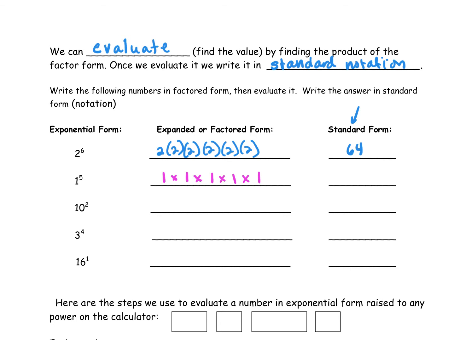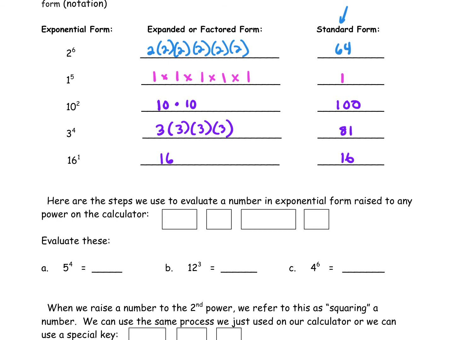So if I multiply 1 times anything, it's going to be that anything. So 1 times 1, all of those ones, it's still going to be 1. So would you please take the time to write these, stop the video, and then find the standard form and replay when you're ready. All right, so here's our expanded form, and here's our standard form.